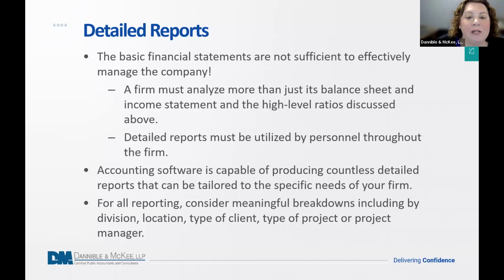One thing I should mention is also, if you have multiple locations, multiple divisions, different segments of your business, if your architecture is separate from your engineering, or maybe there are specific clients or niches that you want to break out, consider breaking those out into separate financial statements and income statements, to show how these different divisions or locations are functioning and how they're performing.